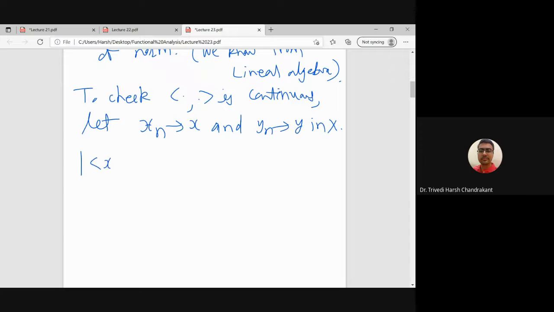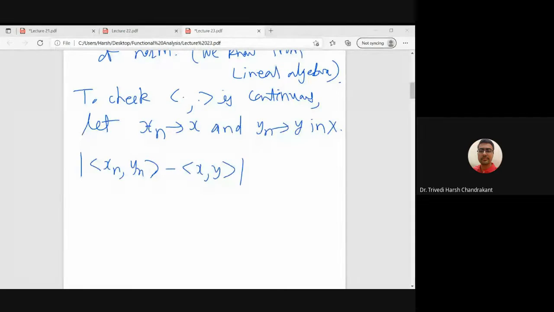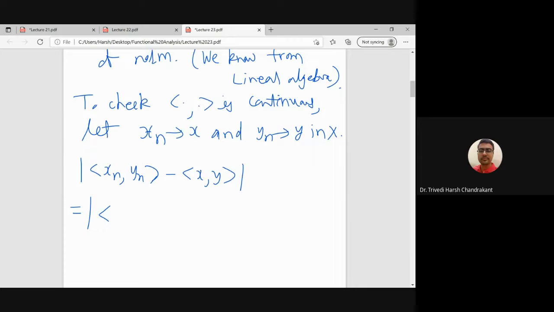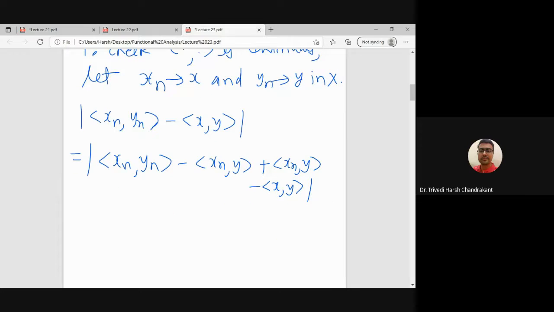So that means in modulus we need to show that inner product xn yn converges to xy. That means the difference between these two elements goes to zero in modulus as n approaches infinity. Right. So to check that, we will add and subtract a corresponding term. There are four terms, xn, yn, x and y. So we'll combine the first element with the last element. So that means inner product xn, y, that element we will add and subtract. So the value will not change.